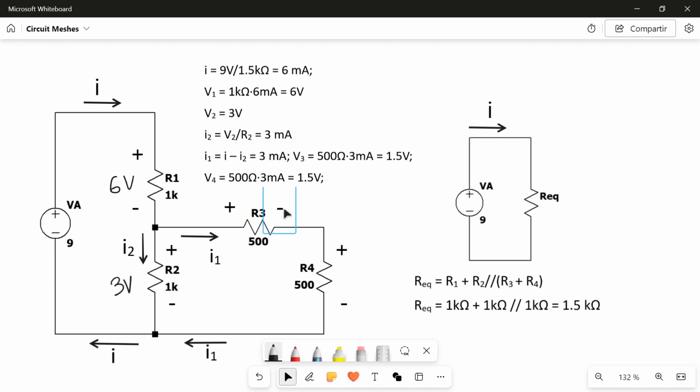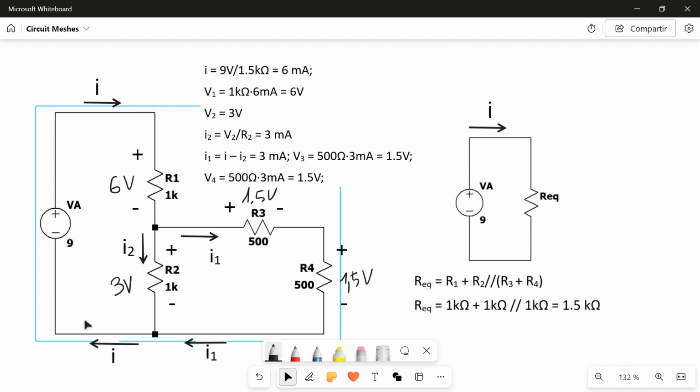With I1, we can calculate the voltage drop on R3. We call it V3. V3 is equal to 500 ohm, the value of the resistor, times the current flowing through the resistor, which is 3 milliampere, so 1.5 volt. We can write this value here. Here we have 1.5 volt. And the same argument holds for the voltage drop on R4. We have 500 ohm times I1, which is the same, 3 milliampere, so we also have 1.5 volt here. So we now have all the values of this mesh.